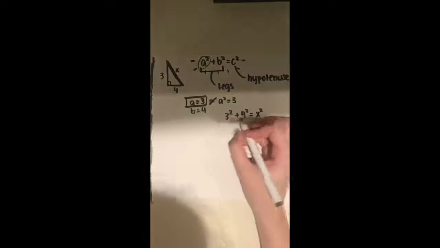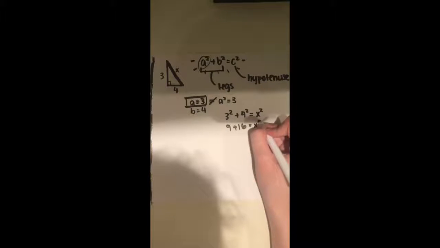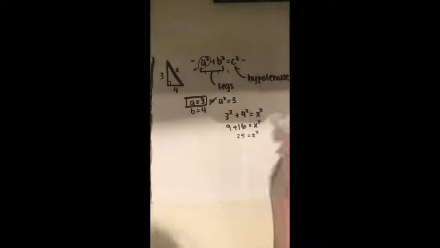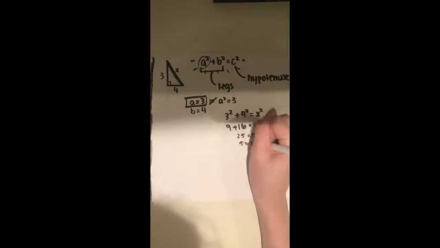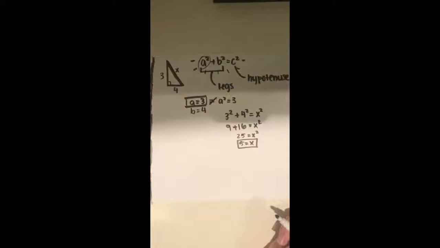So this would imply that 3 squared plus 4 squared equals x squared. So once we solve this out, you get 9 plus 16 equals x squared, and then 25 is equal to x squared. And then to get rid of the square, you're going to have to take the square root of both sides. So the square root of 25 is 5, which ends up being x. So that is your answer to solve for the hypotenuse.